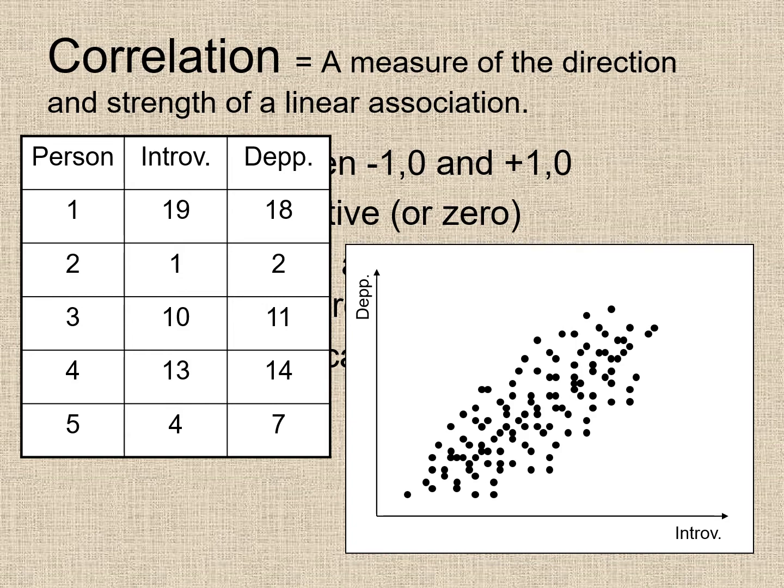With positive, we mean that the higher your value on one of the variables, the higher value you tend to have on the other variable. So in this case, the higher you have on introversion, the higher you have on depression. The lower you have on introversion, the lower you have on depression. That's called a positive association.